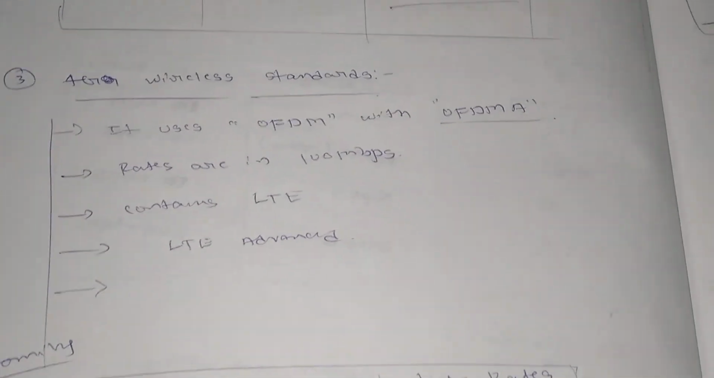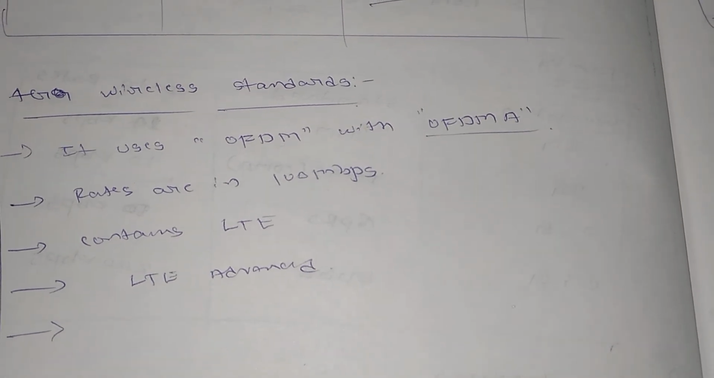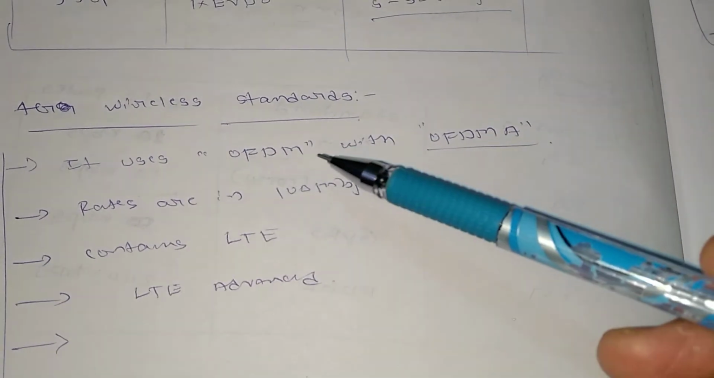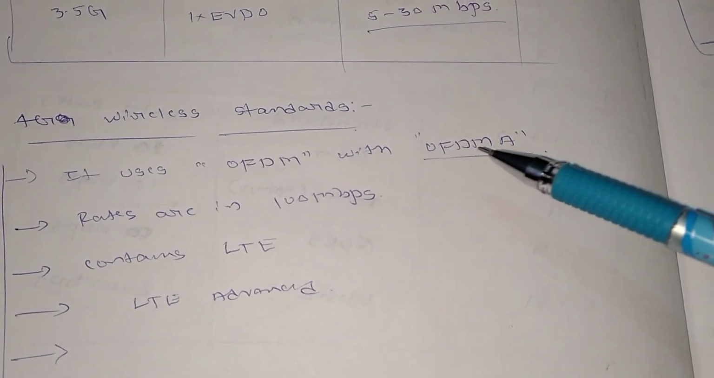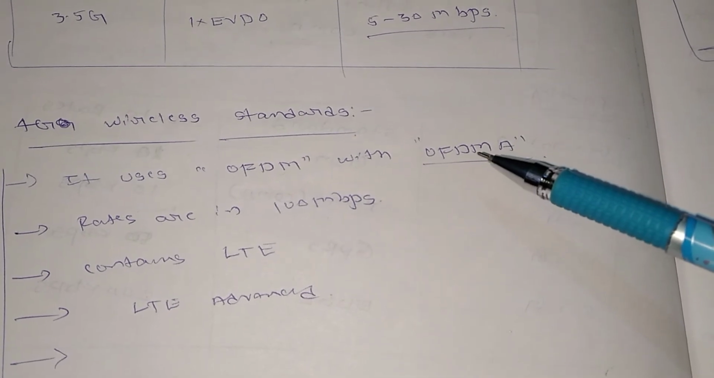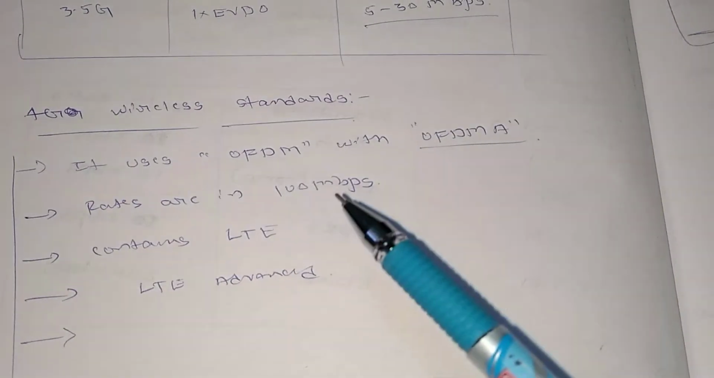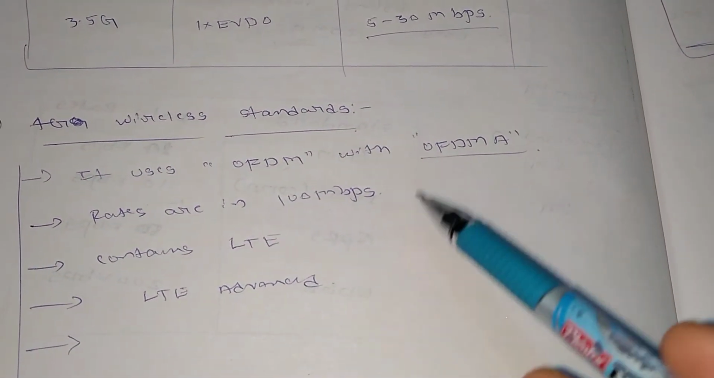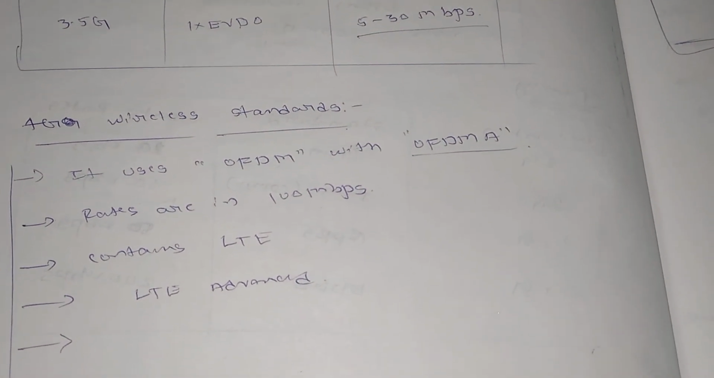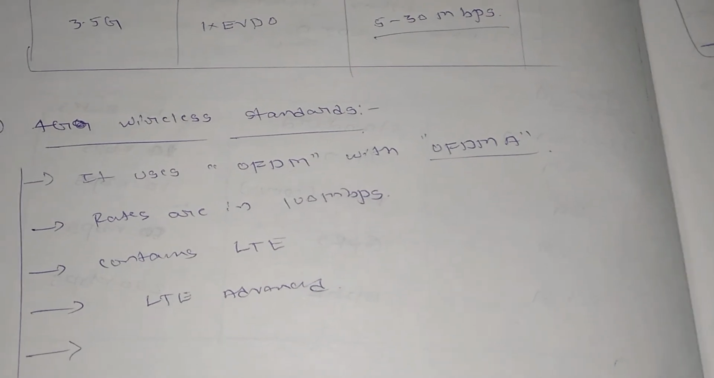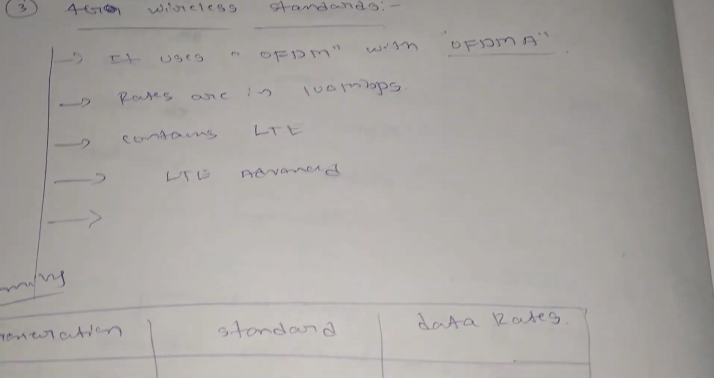Now coming to the third one, the 4G wireless standard. It uses OFDM with OFDMA, orthogonal frequency division multiple access. The rates are in the 100 megabytes per second range. Currently we are using this OFDM technology. It contains LTE, long term evolution, and LTE Advanced. We are also using MIMO technology in 4G to increase the data rates further.